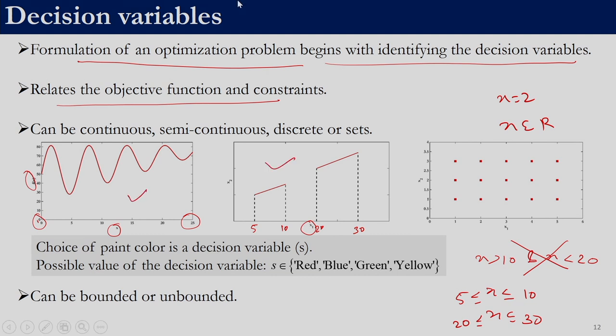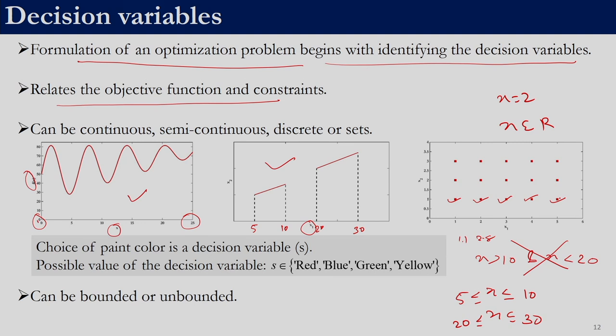For integer variables, only the integer values are allowed. For example, 1 is allowed, 2 is allowed, 3 is allowed for x1, 4 is allowed, 5 is allowed, but 1.1 is not allowed, or 2.8 is not allowed. Only the integers are allowed. So in this case, x1 can vary between 1 and 5, only the integer values.